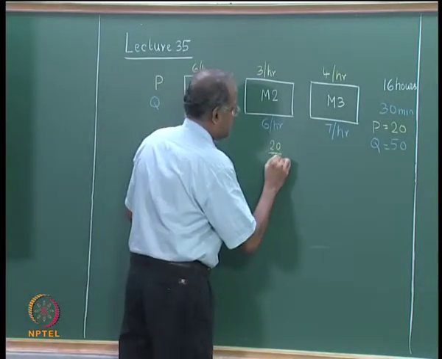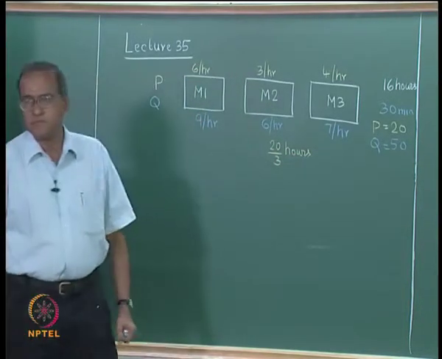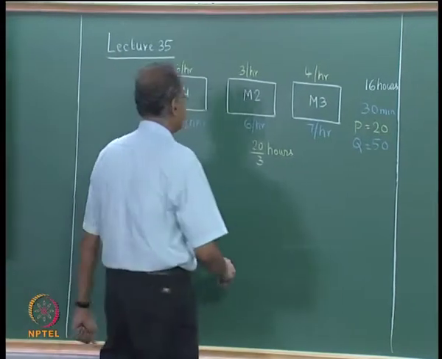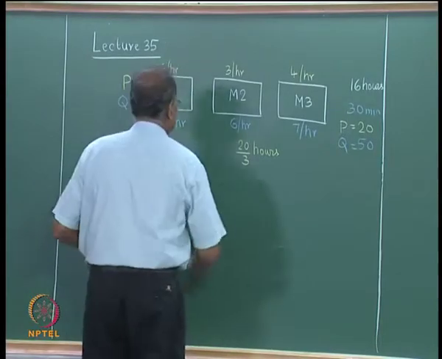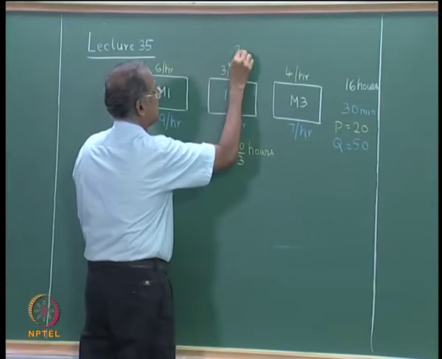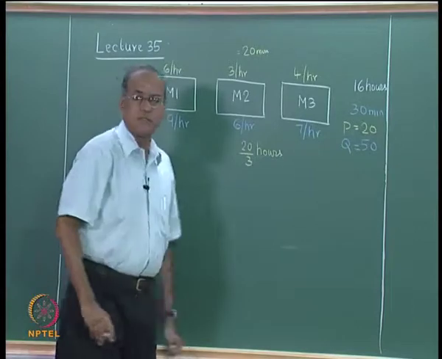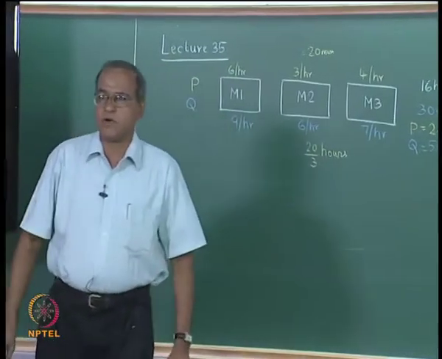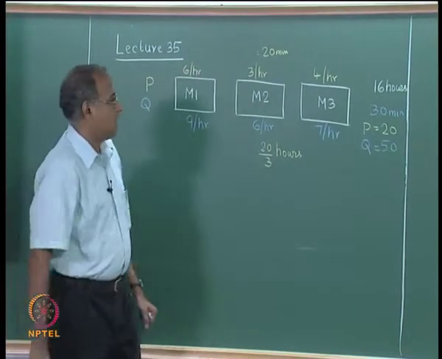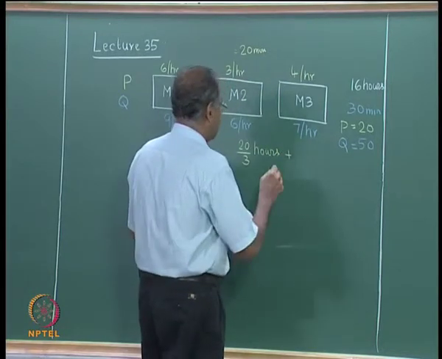So time taken is 20/3 hours for P. So per hour it produces 3, so time is equal to 20/3 hours, which is about 200 minutes. Now time taken to produce Q on the bottleneck machine is 50/6.